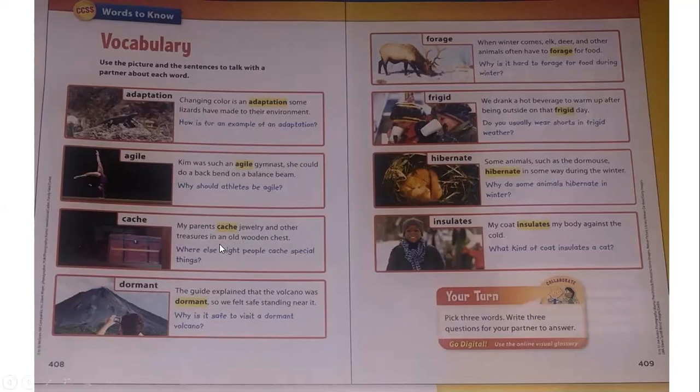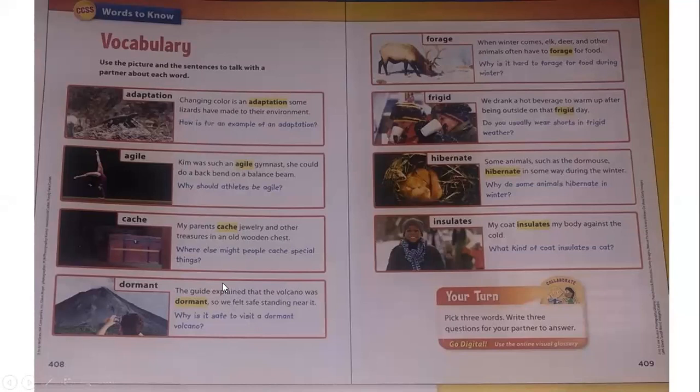Okay? Our clue here is the preposition in an old wooden chest. In. So it means that we store it inside something. Okay? Is this clear, guys? So my parents store or keep jewelry and other treasures in an old wooden chest.